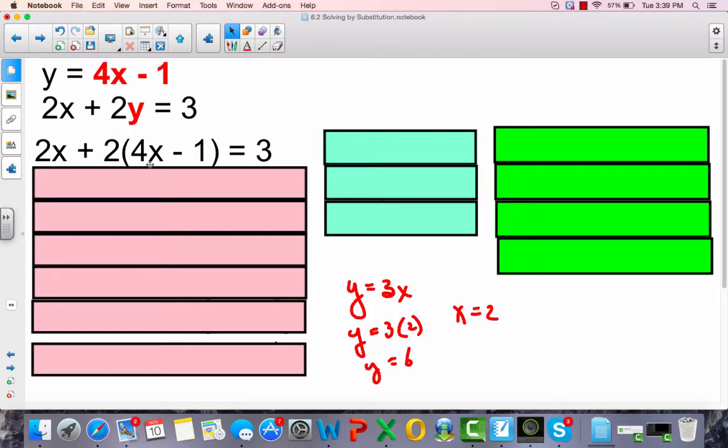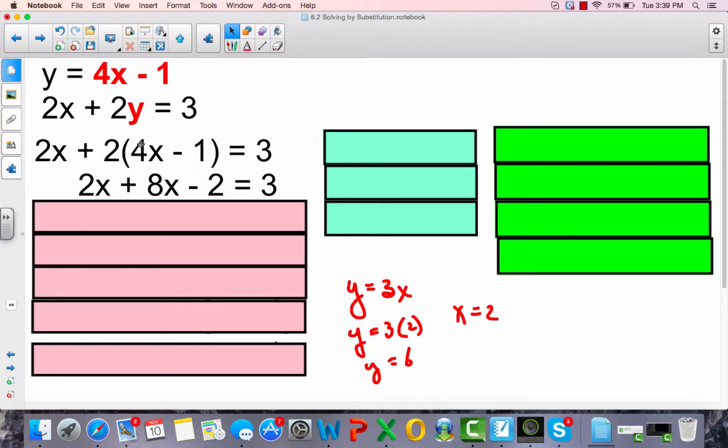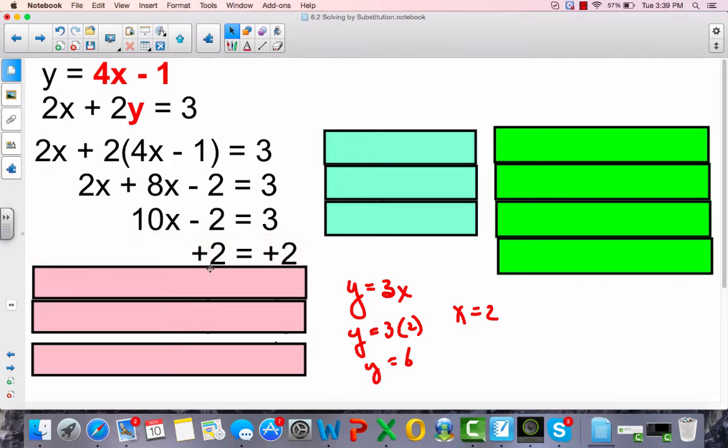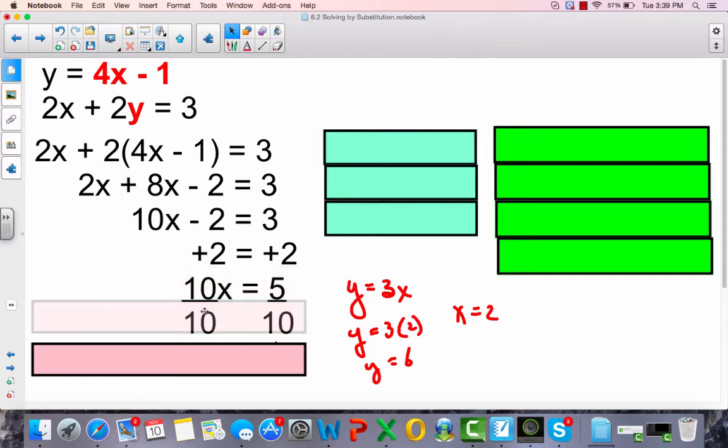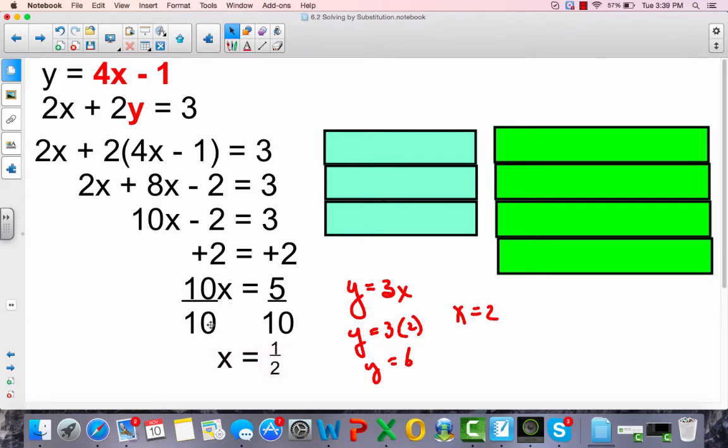Right now it's just a matter of simplifying. So it's 2x plus 2 times 4 is 8, and 2 times negative 1 is negative 2. Then we combine the like terms. 2x plus 8x is 10x minus 2. To solve it now, we add 2 to both sides. That gives us 10x equals 5. We divide by 10 on both sides, and that gives us x equals 1/2.